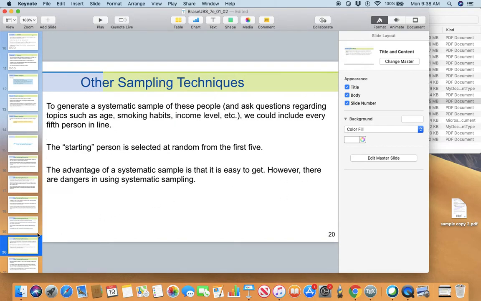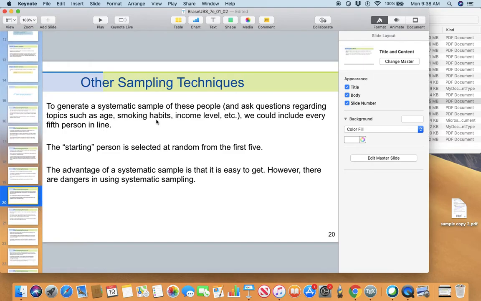Next, to generate a systematic sample of these people and ask questions regarding topics such as age, smoking habits, income level, etc., we could include every fifth person in a line. The starting person is selected at random first from the first 5. So say you chose 3 as your first person from the first 5, then 3 plus 5 is 8, 8 plus 5 is 13, and so on. The advantage of a systematic sample is that it is easy to get. However, there are dangers in using systematic sampling.